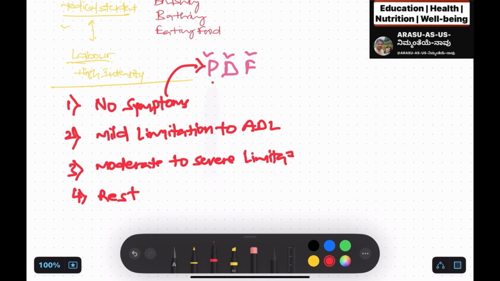Why we are focusing on these symptoms is because one of the cardinal symptoms of cardiovascular diseases, that is chest pain, is not included in NYHA grading. And one more thing is, this grading is very much subjective. For example, for one individual it might appear as mild limitation, but for others it might appear as moderate to severe limitation. So this is a subjective grading.